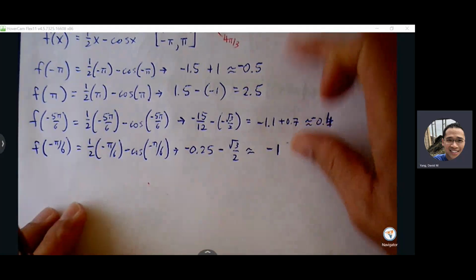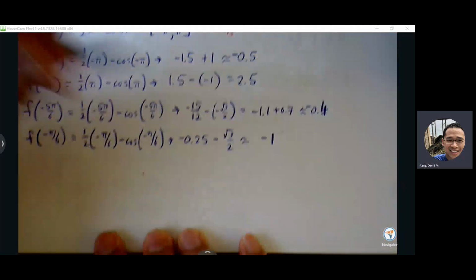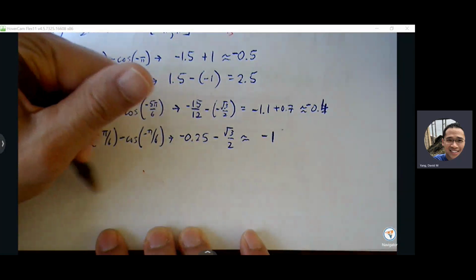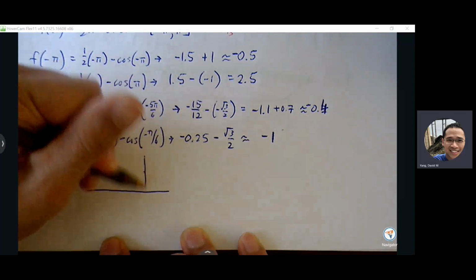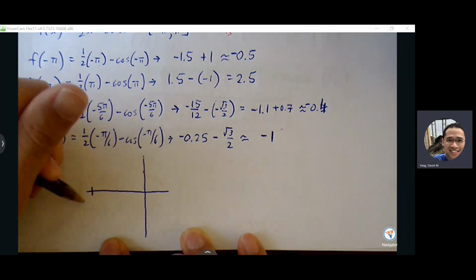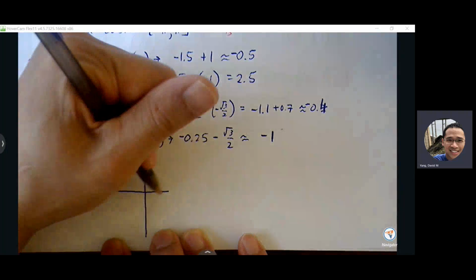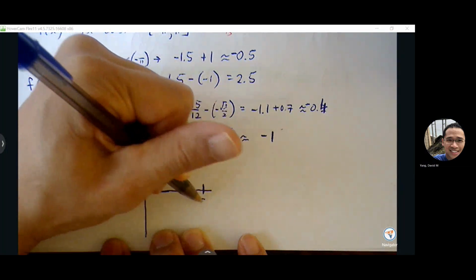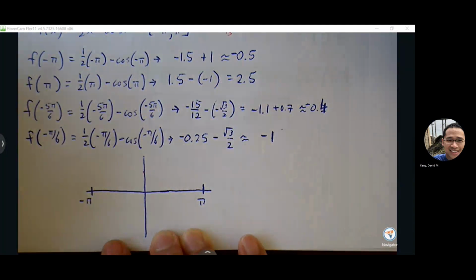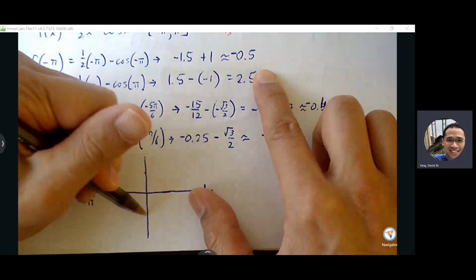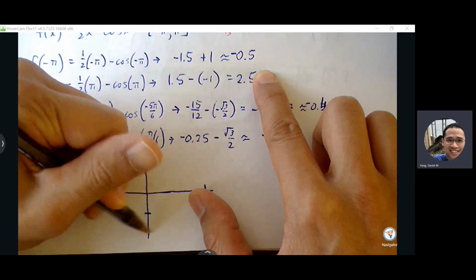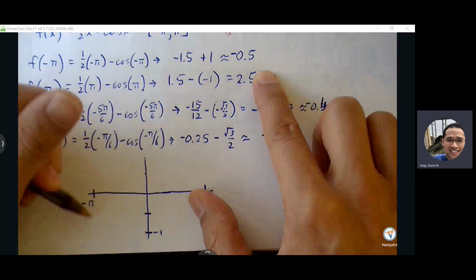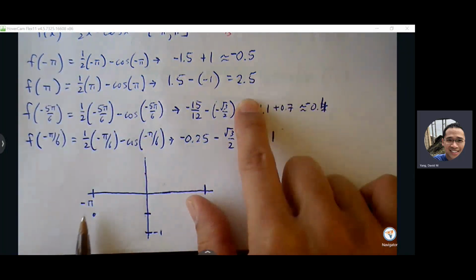Okay, so if we have these 4 points, we should have a pretty good feel for how our graph's going to look. So here's my graph here. I'm going to start at negative pi. I'm going to end up all the way over at pi. Okay, so I'm going to start off at negative 0.5. Let me just go a little bit lower here. I'll say this is negative 1/2. This is negative 1 here. So I know my graph's going to start here.